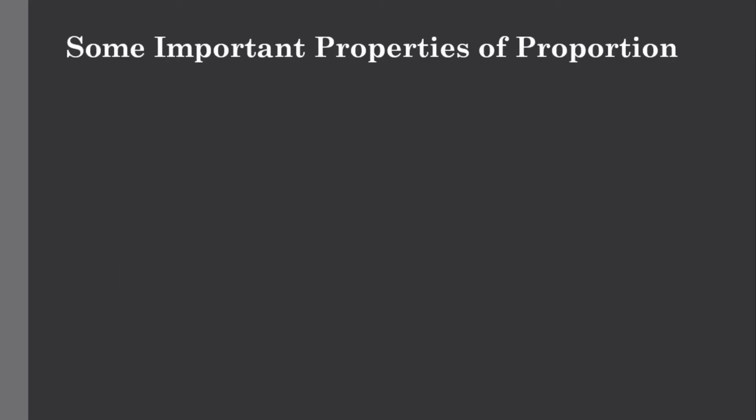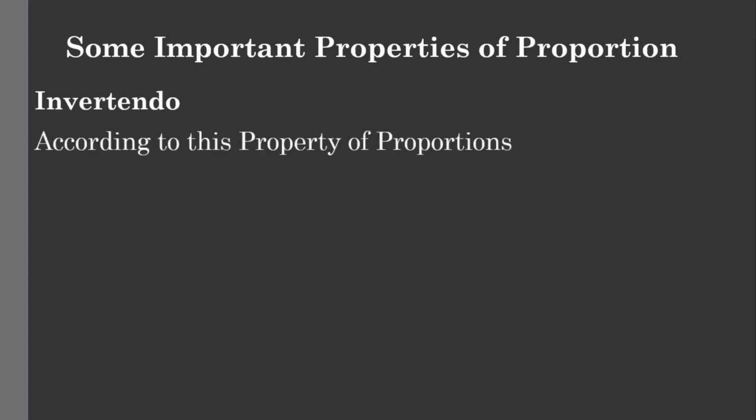Next we learn about some important properties of ratio and proportion. First is invertendo. According to this property of proportion, if A is to B is equal to C is to D, then B is to A is equal to D is to C. This is called invertendo.